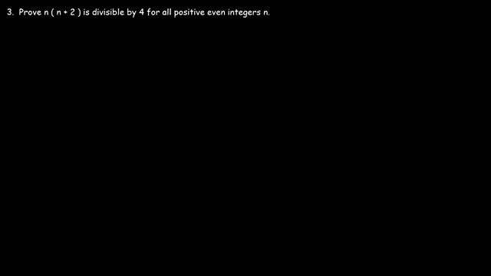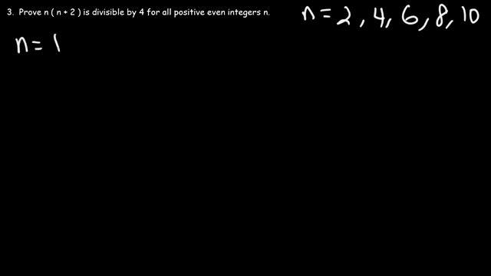Number 3. Prove n times n plus 2 is divisible by 4 for all positive even integers n. So what do you think we need to do for this one? Well, first, we need to identify the first term. So positive even integers. That means n can be 2, it can be 4, 6, 8, 10, and so forth. We don't want to start with n equals 1 for the first term. If we try that, let's see what's going to happen.